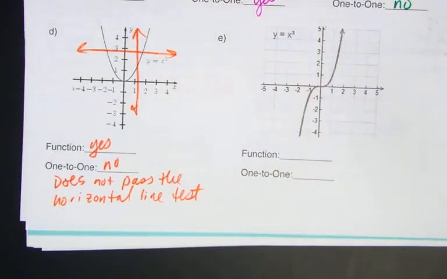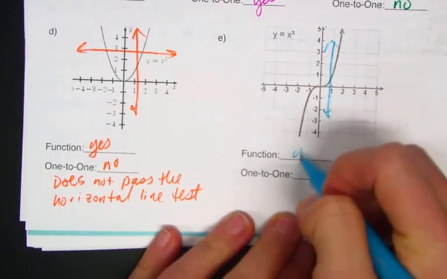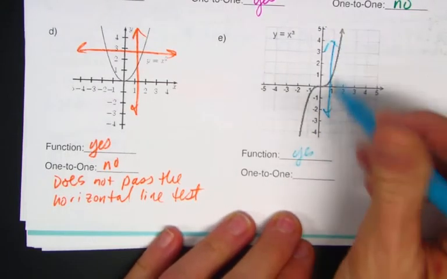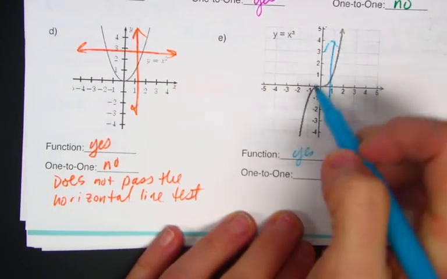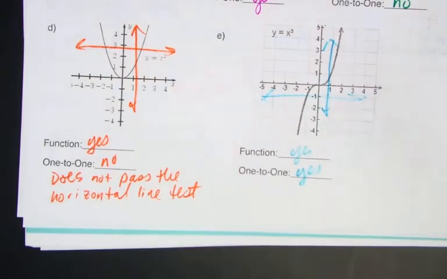All right. E, is it a function? Yes. Why? It touches only once for the vertical line test. How about one-to-one? Yes. It passes the horizontal line test.